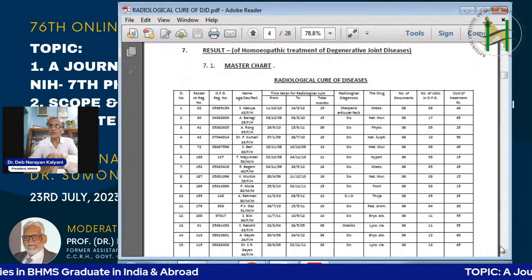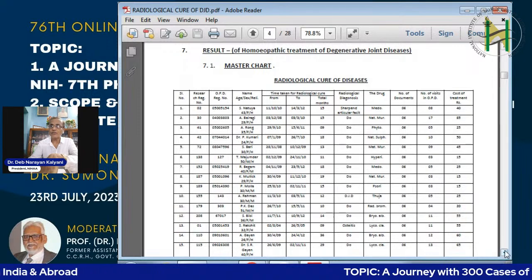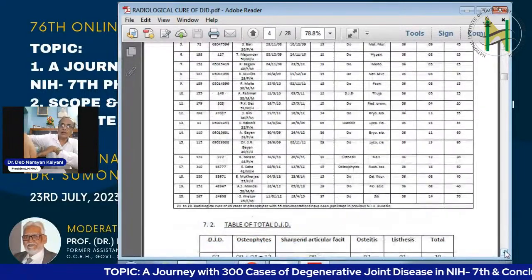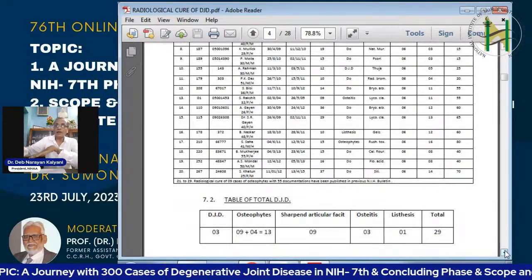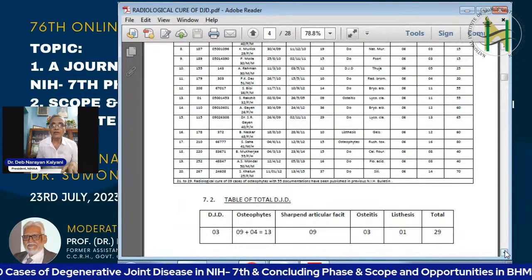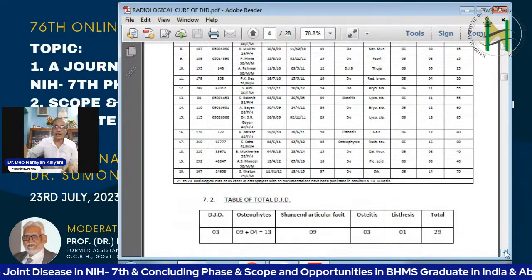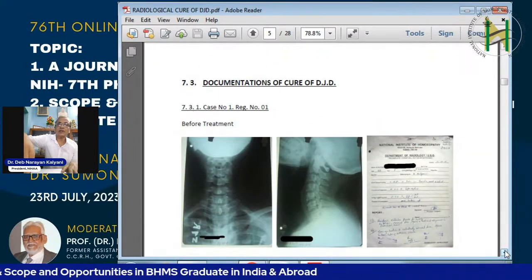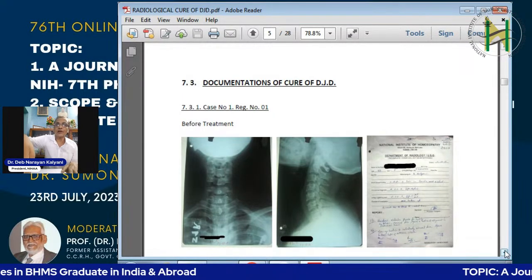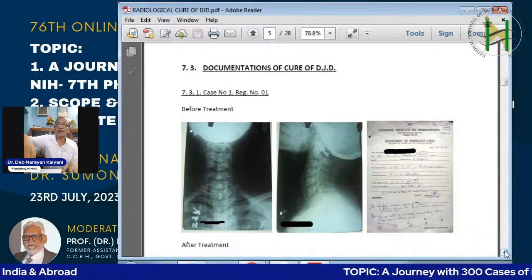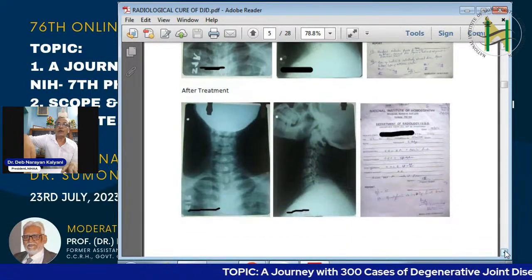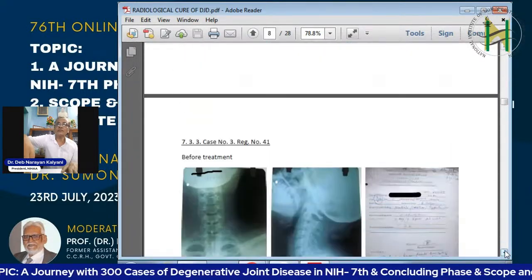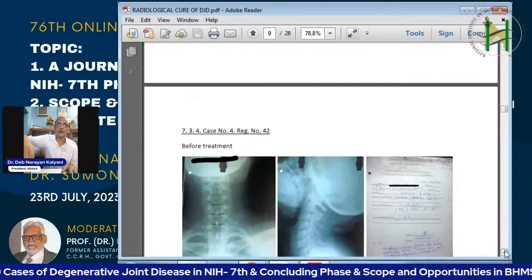From 13 onward, there are some instrumental errors, so I will try to show the documentations from 13 onwards. One more information, this is very important: the table of total DJDs, how many cases we have seen. Then the documentation. I don't want to repeat the documentation that has been provided. The cases shown here are completely cured, certified by the radiologist. From number 13, I will try to show you.